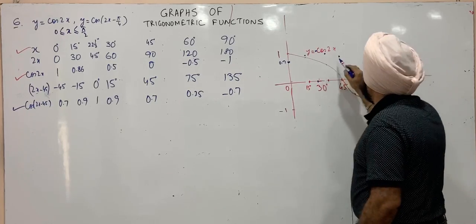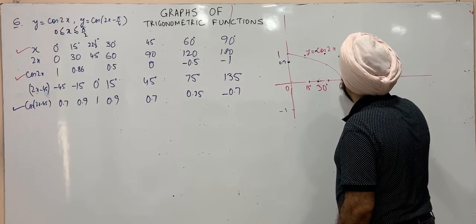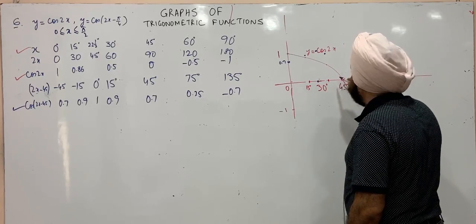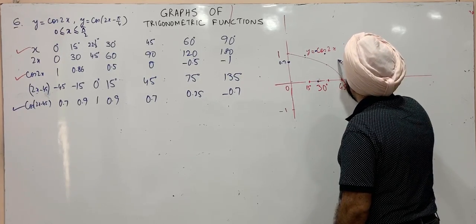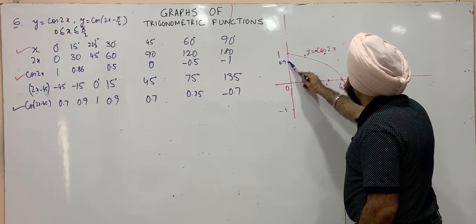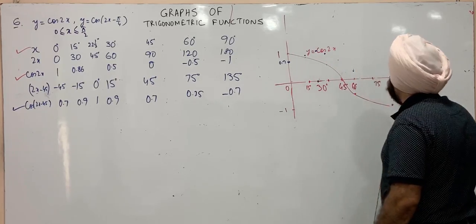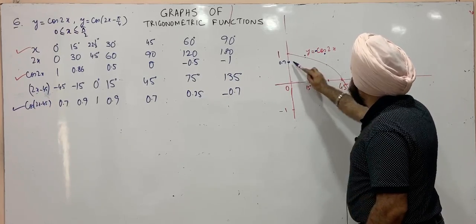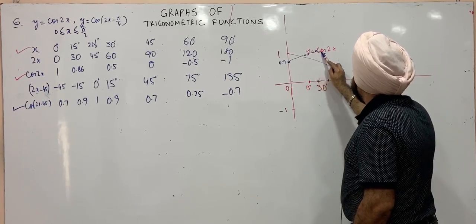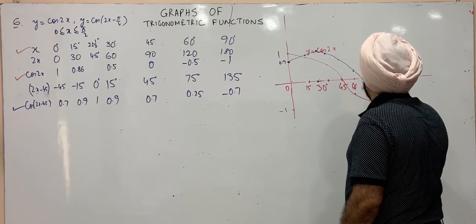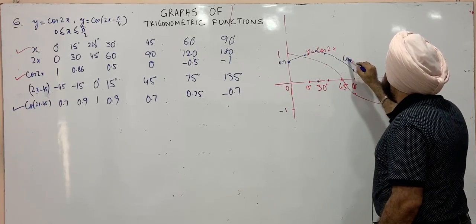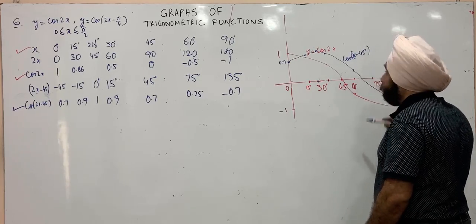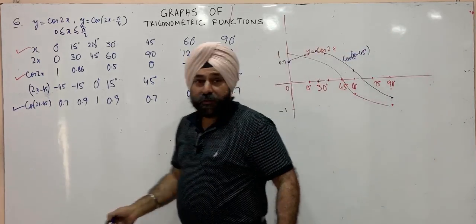Now we have a number of points. Let me check: at 45 degrees, cos 45 is 0.7. So now we have the points. First have some practice, and then we join freehand. This is cos of 2x minus 45 degrees. Okay. Thank you.